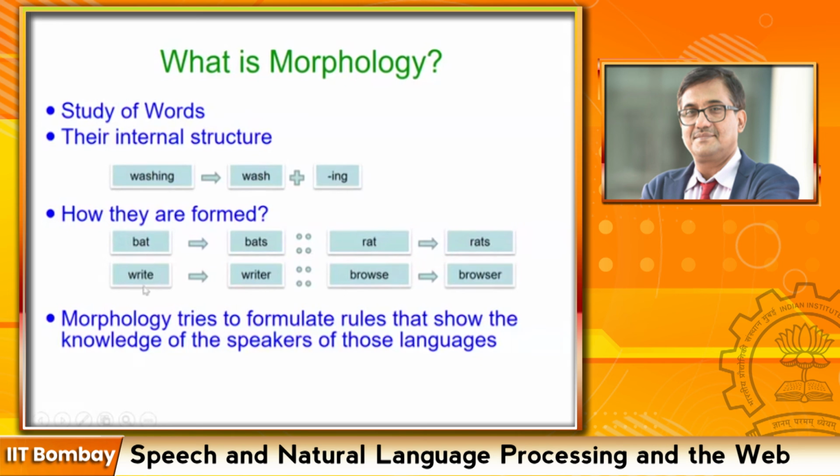Bad becomes bads, write becomes writer, browse becomes browser, rat becomes rats, and so on. So this is also a productive process. Pluralization is a productive process. And morphology tries to formulate the rules that show the knowledge of the speakers of those languages.